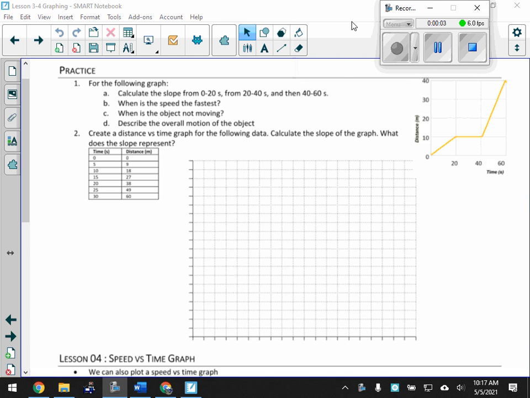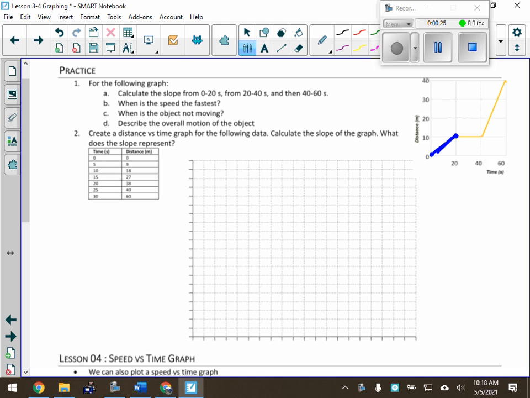All right, so here's our question from yesterday, I guess, the other day here. It says, for the following graph, calculate the slope from 0 to 20 seconds, from 20 to 40, and 40 to 60. So we're going to have 3 different parts to this. And again, we have 3 different lines here. So from there to there, okay? And let's just worry about this part first. So from there to there.